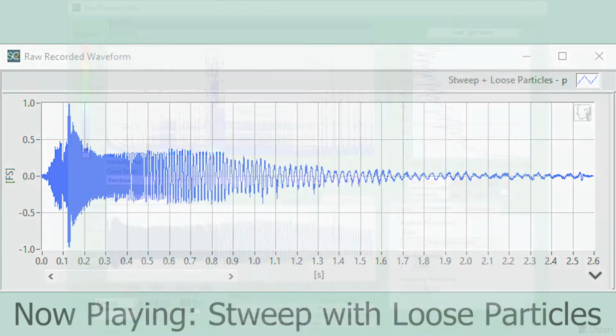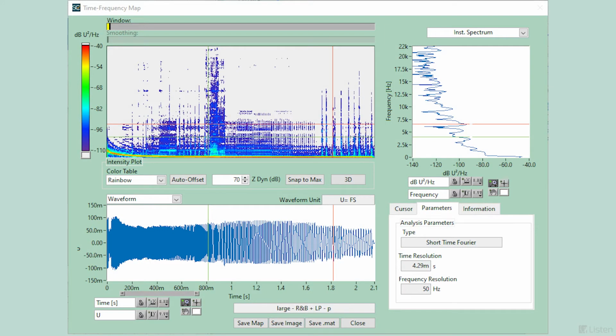We can visualize this by looking at both the time and frequency analysis of the signal together. Here in the frequency domain, you can see the periodic distortion, in other words, rub and buzz. And here in the time domain, you can see the random transients or loose particles. Let's take a closer look at the algorithm.